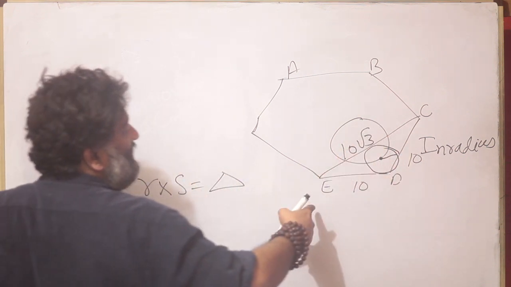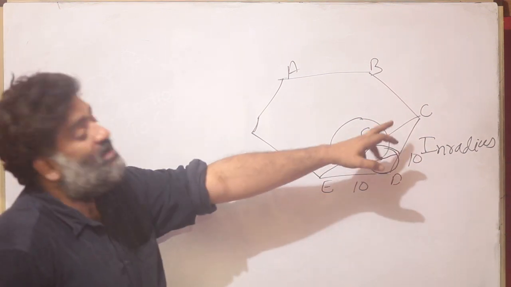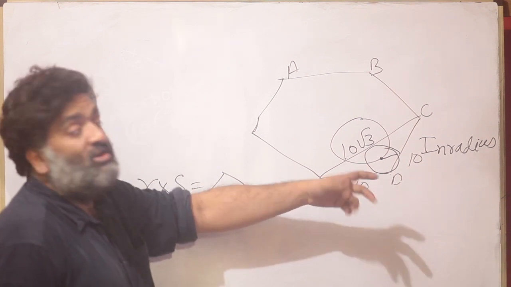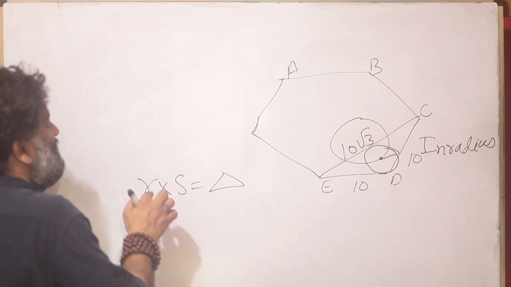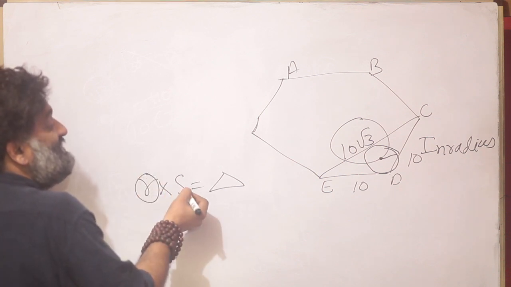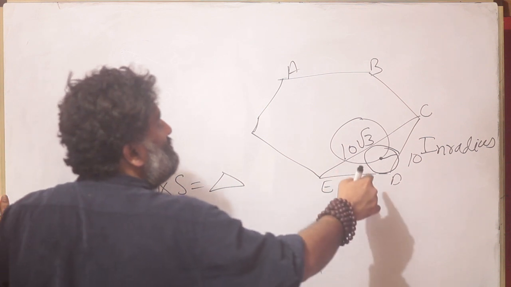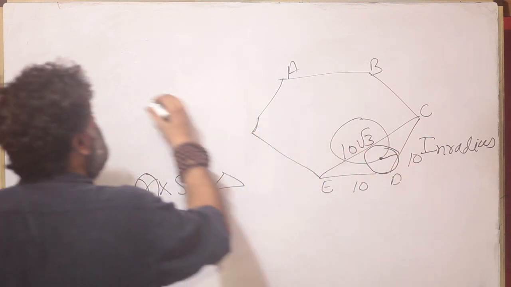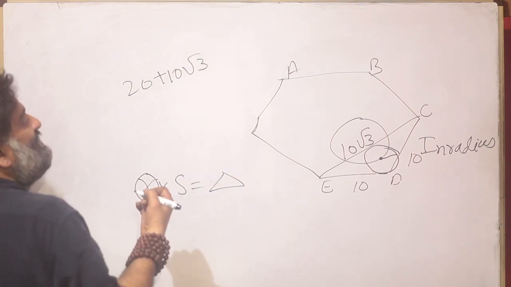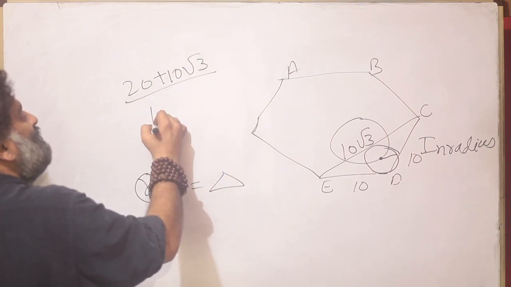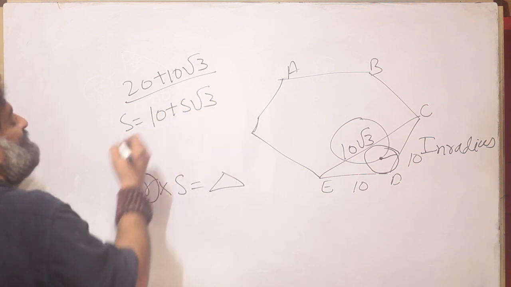Area I will be able to find out fairly easily. I have all three sides. I can use the Heron's formula, or I have the base and the perpendicular, which we just saw, or we'll look at it again. But area is not a problem for me. The radius is what I have to figure out. Semi-perimeter. What is the semi-perimeter? Perimeter divided by 2. So 10 plus 10 plus 10 root 3. So 20 plus 10 root 3 is your perimeter. Divide this by 2. What do you get? 10 plus 5 root 3. So this is your semi-perimeter.